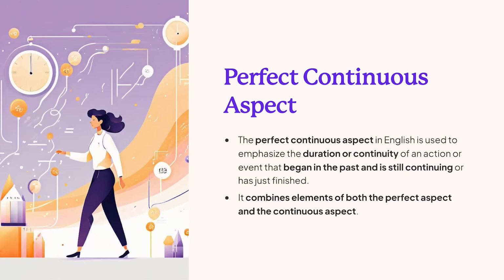Finally, the perfect continuous aspect in English is used to emphasize the duration or continuity of an action or event that began in the past and is still continuing or has just finished. It combines elements of both the perfect aspect, which shows the completion or relevance of an action to a point in time, and the continuous aspect, which emphasizes the ongoing nature of an action. So, it's pretty much like the perfect aspect, but the emphasis is on the duration, how long.